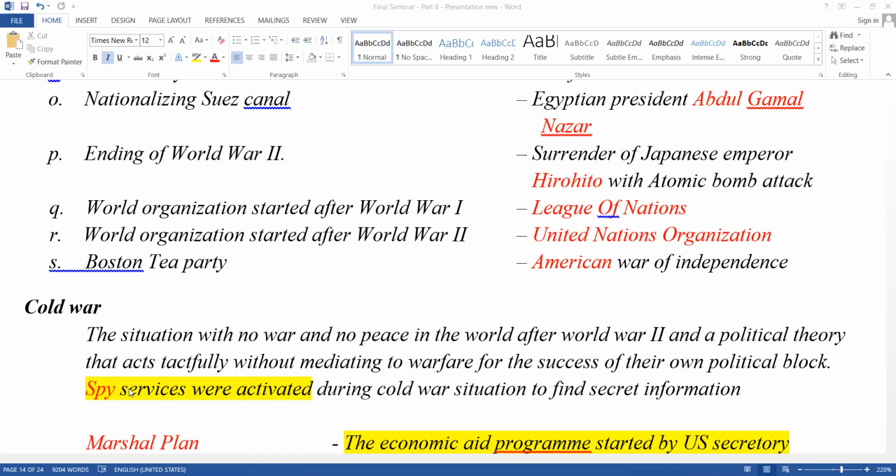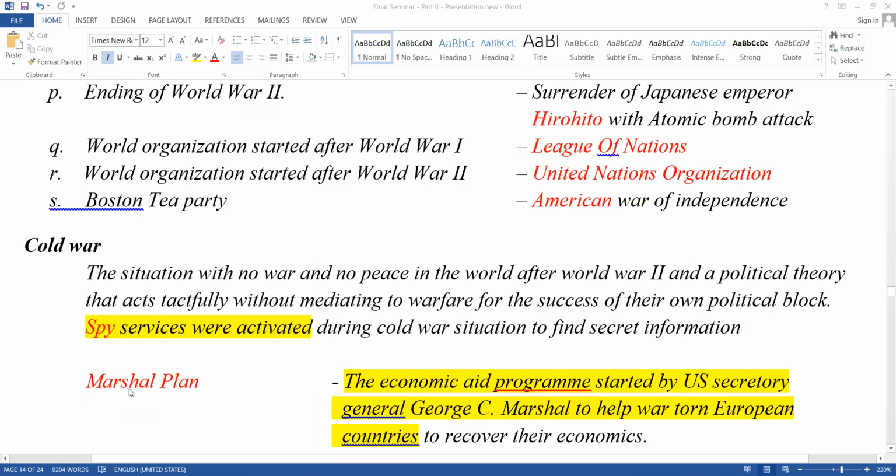So to become powerful, the USA activated the Marshall Plan. What was the Marshall Plan? The economic aid program. George C. Marshall, the Secretary of State of the USA, introduced this program. Under this program, war-affected European countries were economically helped to recover their economy, but they had to be loyal to the USA. Through that, the capitalist camp was created.